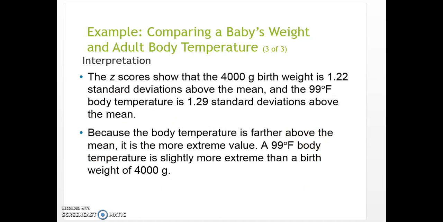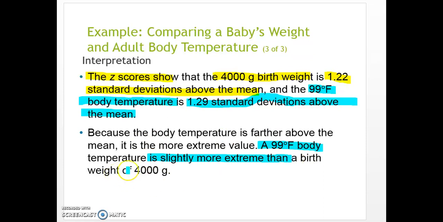Okay, so we can put this in summary. We say the z-score shows that the 4,000 gram birth weight is 1.22 standard deviations above the mean, while the 99 degrees body temperature is 1.29 standard deviations above the mean. So both are above the mean, but we can tell 99 degrees is 1.29 standard deviations above the mean. So this 99 degree body temperature is slightly more extreme than our birth weight of 4,000 gram.